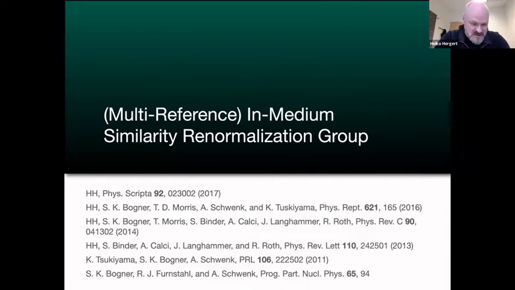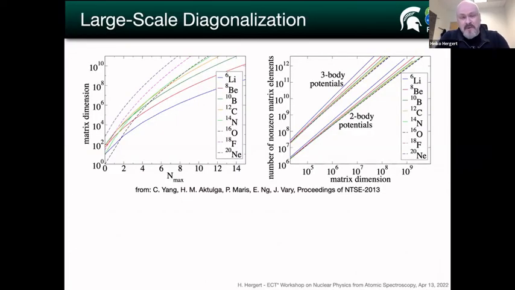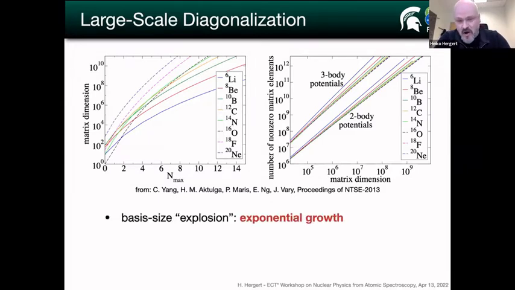And I have listed quite a few references there in case you want to peruse them and read up on some of the stuff that I'm just going to sketch here. So the problem that we're facing in any many-body theory really is this exponential wall that comes from the growth of the many-body basis size of the Hilbert space. So if you want to perform an exact large-scale diagonalization, you will be limited to very light systems.